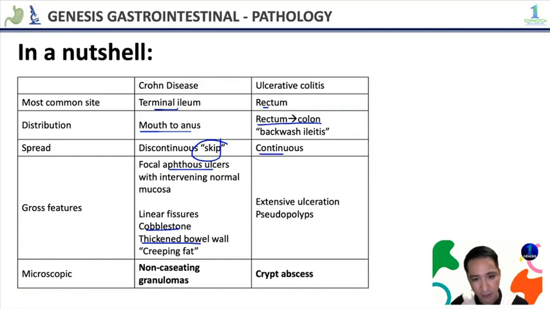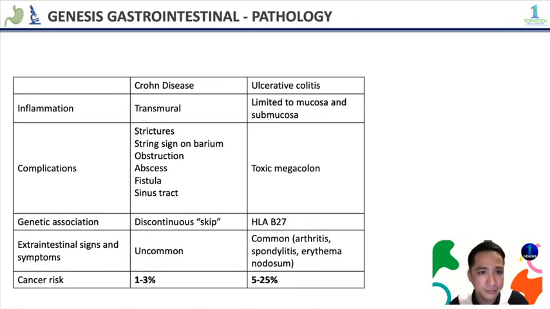There's thickening of the bowel wall and creeping fat. In ulcerative colitis, there is pseudopolyp formation and crypt abscesses. So again, very important to take note: transmural in Crohn's disease, while ulcerative colitis involves the mucosa and submucosa alone.